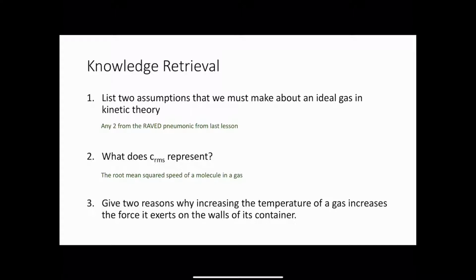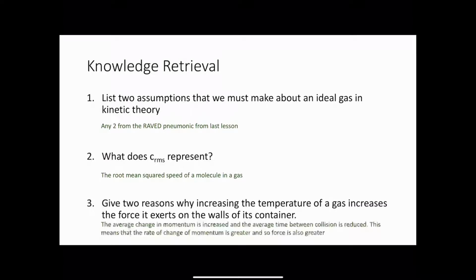And question 3 asked you to give 2 reasons why increasing the temperature of a gas increases the force it exerts on the walls of the container. So back in GCSE, you probably would have said something like increasing the temperature increases the kinetic energy, and therefore they're moving faster, and therefore they're more likely to collide with the wall. We now need to move away from that description and start thinking about the momentum of the particles instead.